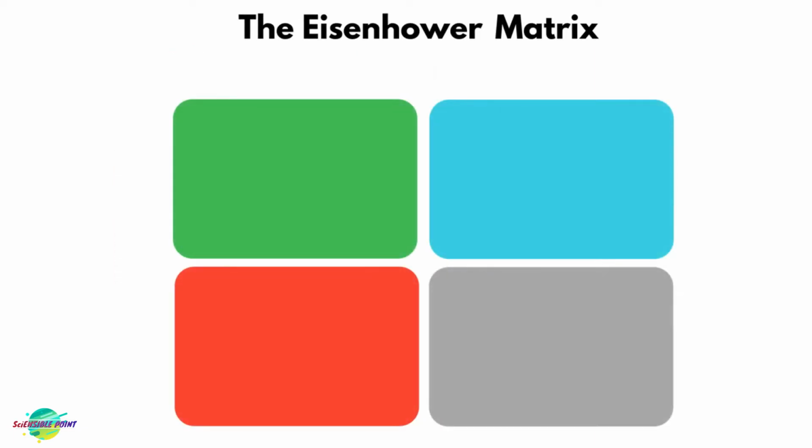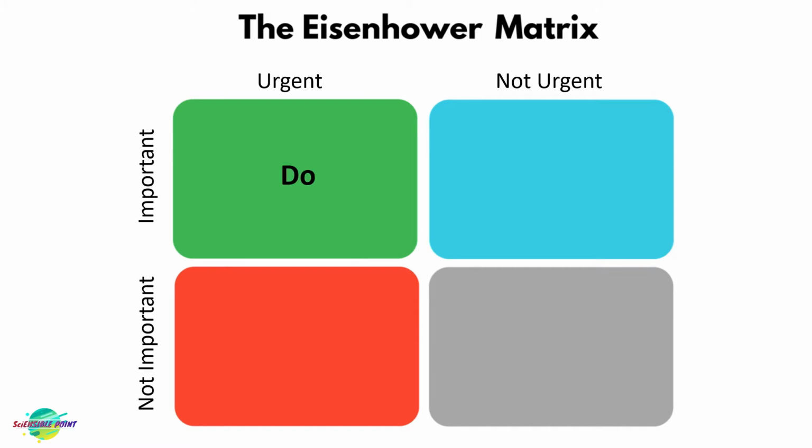If we divide a coordinate system into four quadrants, it helps us to set a priority order by categorizing the work that needs to be done as urgent, not urgent, important, not important. We call the first quadrant do, as its tasks are important for your life and career and need to be done now or as soon as possible.